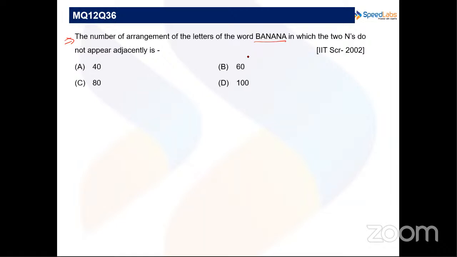Okay, let's do it. The two ends should not come adjacently. Let's see in how many ways we can arrange it.